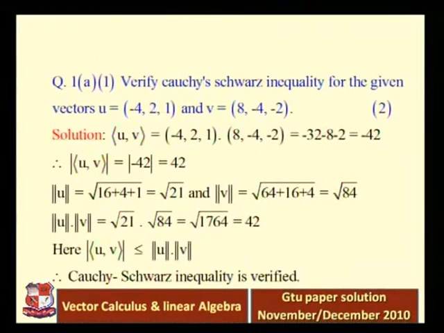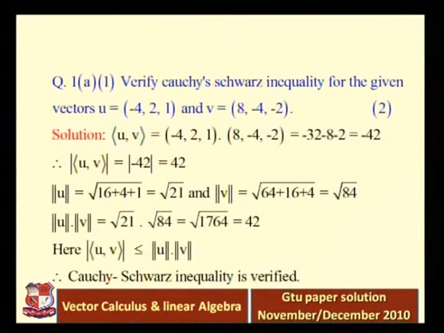Now try to find the right hand side, the product of norm u and norm v. First of all, norm u. Now we know that if u is equal to (x1, x2, up to xn) in Rn, then norm u with Euclidean inner product is defined as under root x1 square plus x2 square up to xn square. So we use the same thing here. Norm u is equal to under root (-4) square plus 2 square plus 1 square, that is equal to under root 16 plus 4 plus 1, that is equal to under root 21.